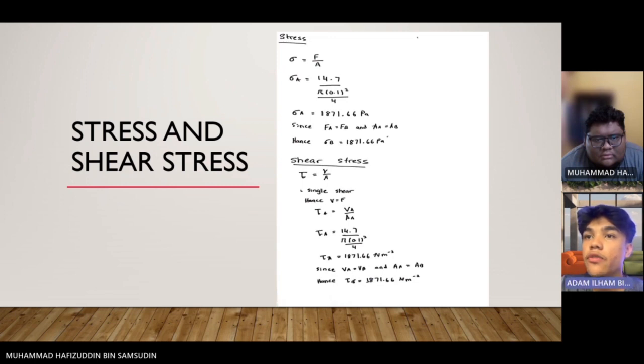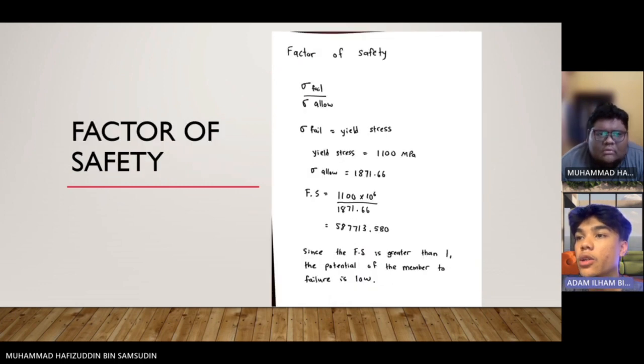And then the calculation for factor of safety is stress fail divided by stress allow. Since the FS is greater than 1, the potential of the member to failure is low. So the total for factor of safety is 587713.580.